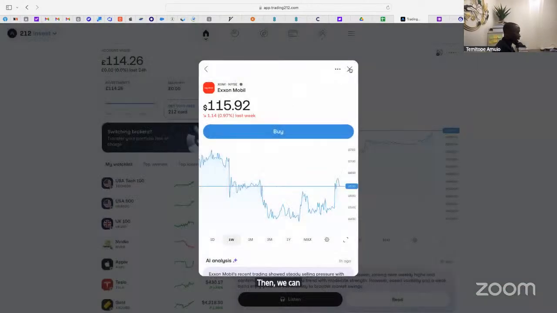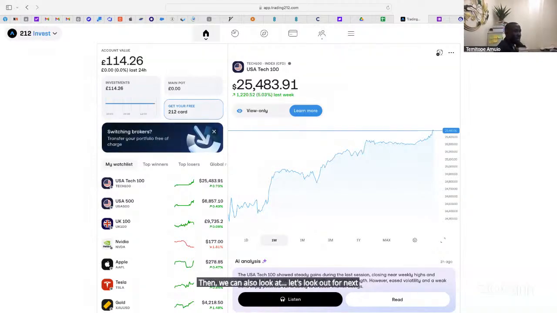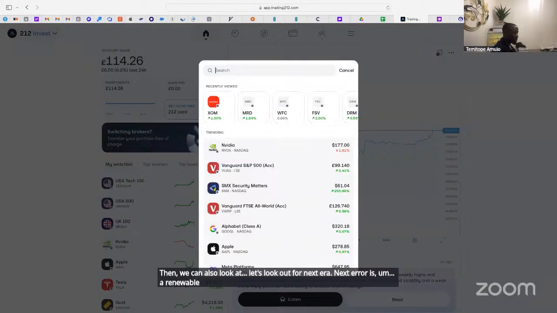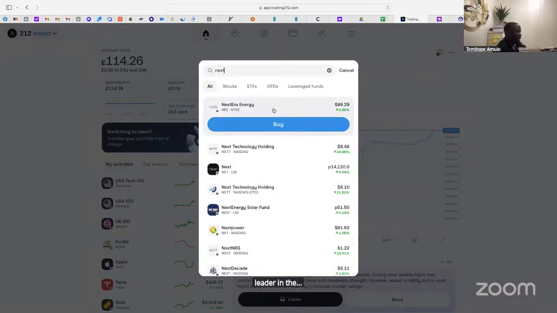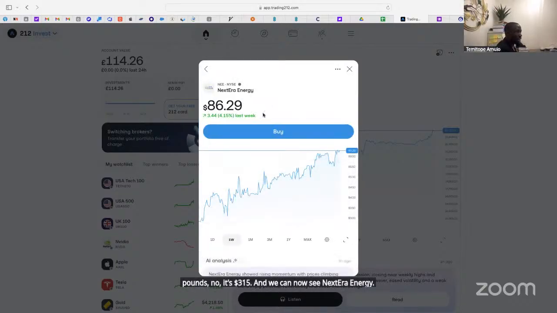Then let's look out for Next Era. Next Era is a renewable energy company. It is also US-based and is one of the leaders in this, Next Era Energy. So you look at ExxonMobil, when we checked ExxonMobil the other time, their stock was around $115 per share. And we can now see Next Era Energy is just around $86 per share. And if you look at it critically, Next Era grew by 4.15% in just last week. So in just 1 week, their growth was 4.15%.